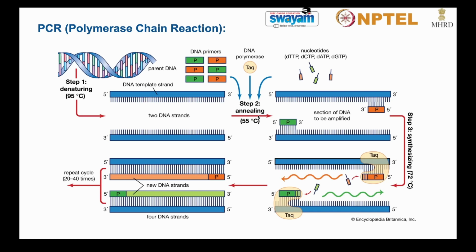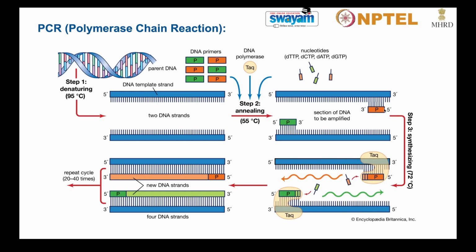Then we have to perform step 2, which is annealing. For that we reduce the temperature from 95 to 55, and in the annealing, we provide the primers because we know that DNA polymerase can't initiate replication on its own, and we require the primers so that they can provide a free 3' OH group, with which DNA polymerase can allow the nucleotides to bind complementarily and then replicate.